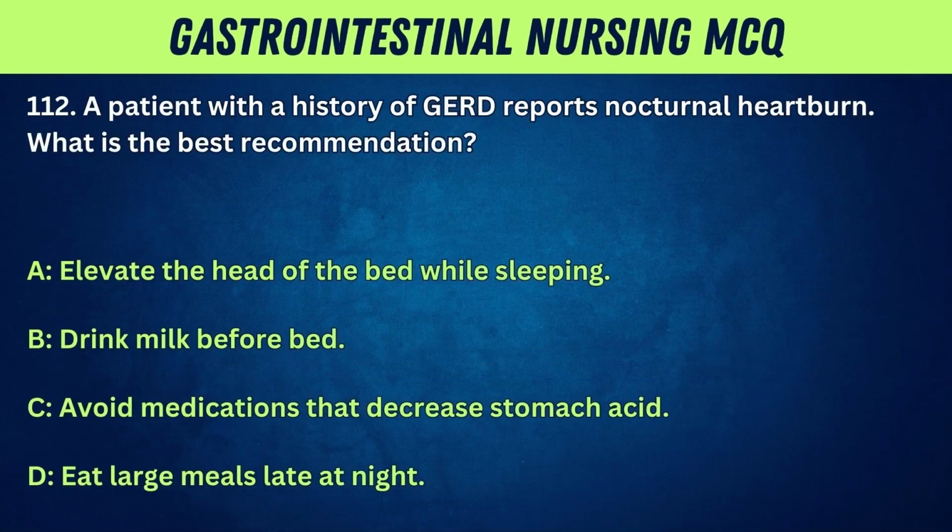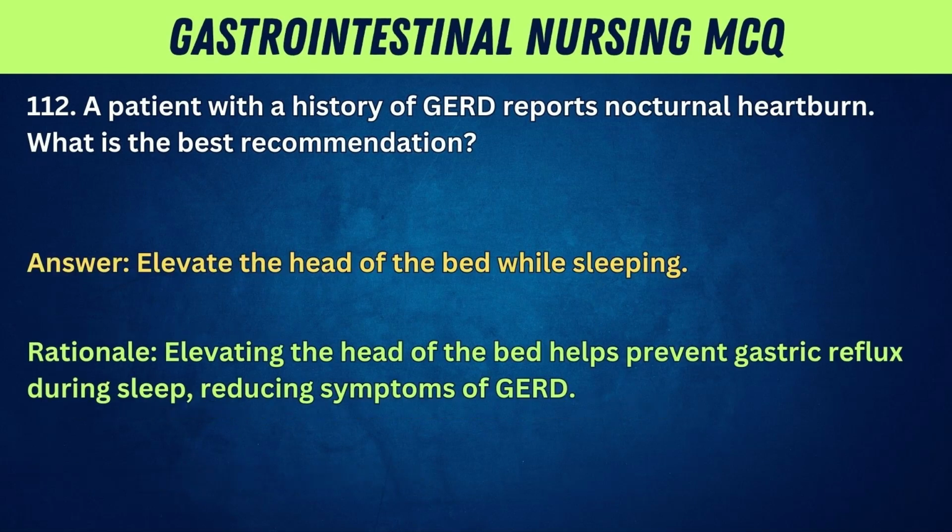112. A patient with a history of GERD reports nocturnal heartburn. What is the best recommendation? A. Elevate the head of the bed while sleeping. B. Drink milk before bed. C. Avoid medications that decrease stomach acid. D. Eat large meals late at night. Answer: elevate the head of the bed while sleeping. Rationale: elevating the head of the bed helps prevent gastric reflux during sleep, reducing symptoms of GERD.